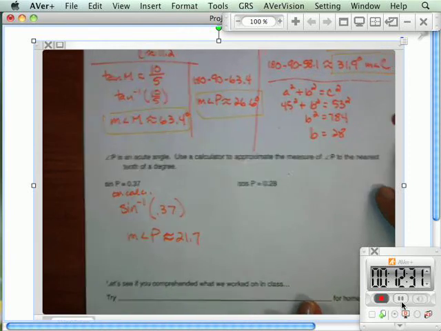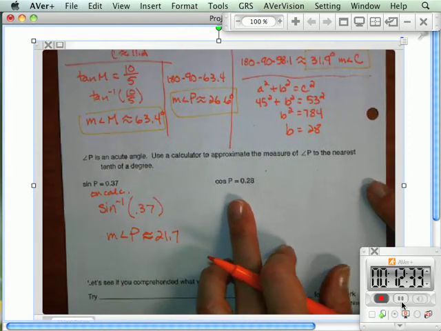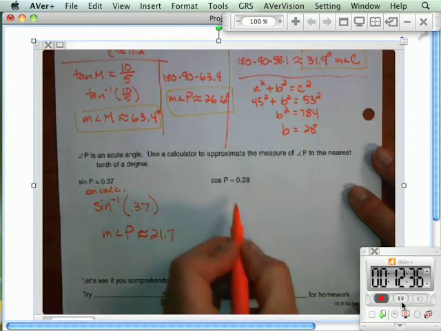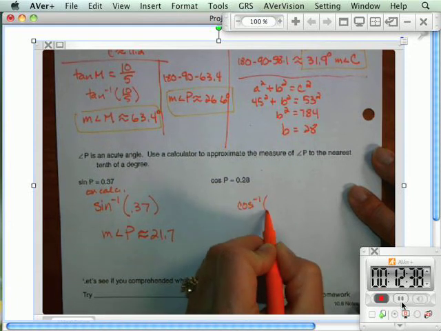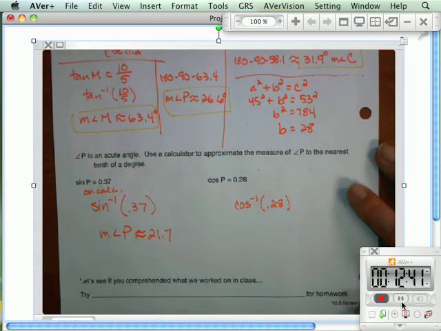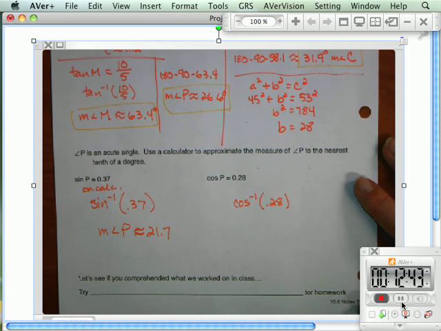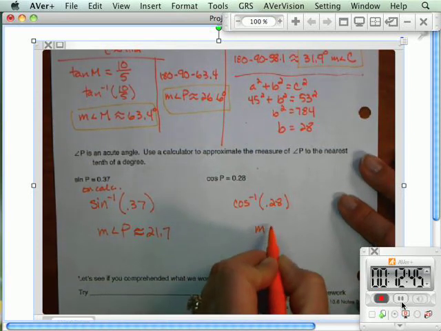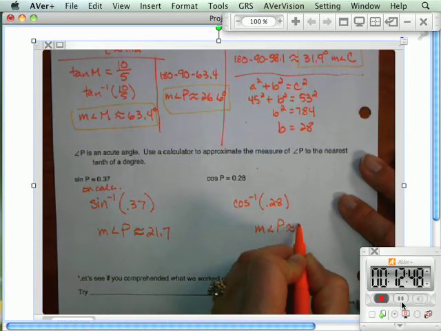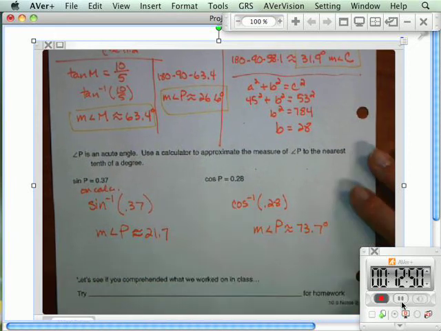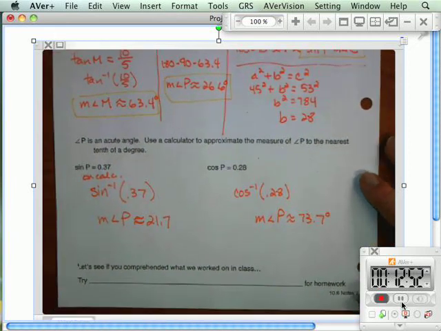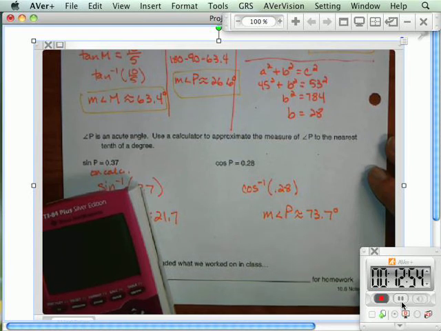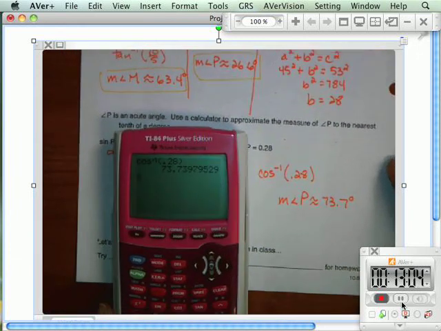Okay, so then what would I do on the calculator for this? Cosine inverse of 0.28. 73.2. And if you round it to the nearest tenth, you should get 73.7 degrees. You got 0.2? I don't know, let me see. Yes. Oh, you did? Yeah. Impressive. Yeah, so it's 73.7. So that is it.